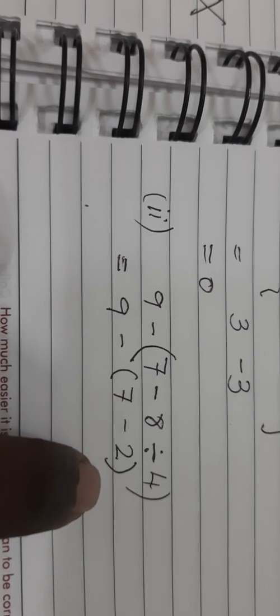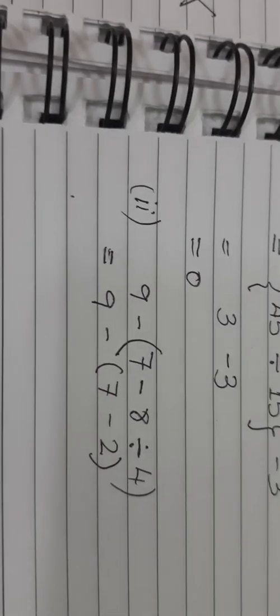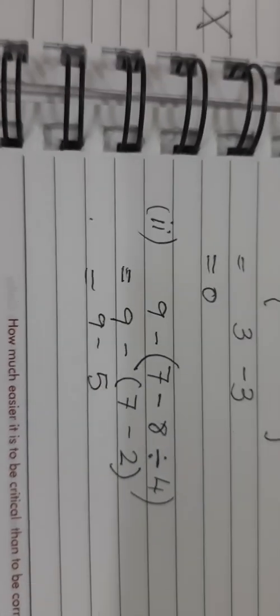As I said, division has to be done first. Division is between 8 and 4. So 8 divided by 4 is 2. This minus sign comes, this 7 comes as it is. So now we have within the first bracket only 7 minus 2. 7 minus 2 is 5. So let us write that. For this 5 no need to put the brackets anymore. For a single value no brackets are used. So finally we have 9 minus 5. 9 minus 5 is 4. So the answer is 4.